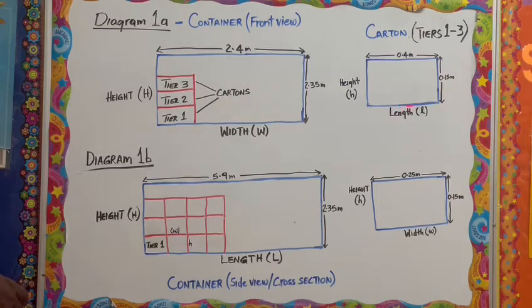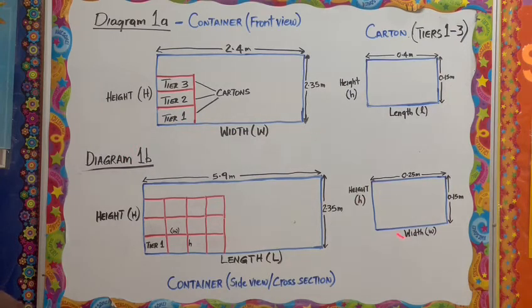Here, the length of the carton will be packed against the width of the container for tier 1. And we put another on top of that for tier 2 and for tier 3. As you can see, the length of the cartons correspond with the width of the container, and the height of the cartons also correspond with the height of the container. Now let us look at diagram 1B.